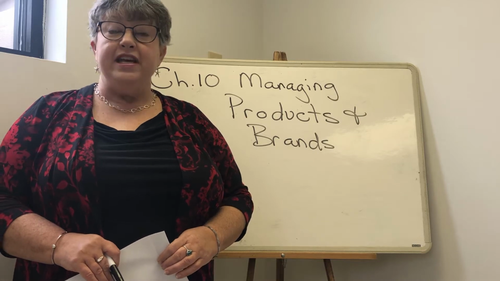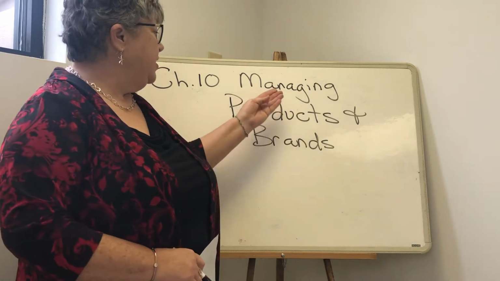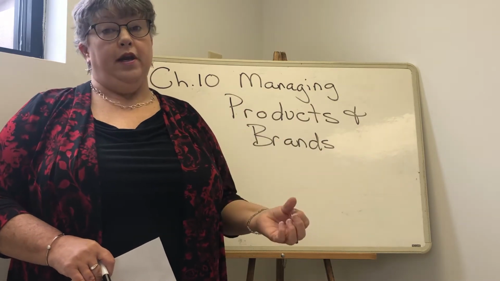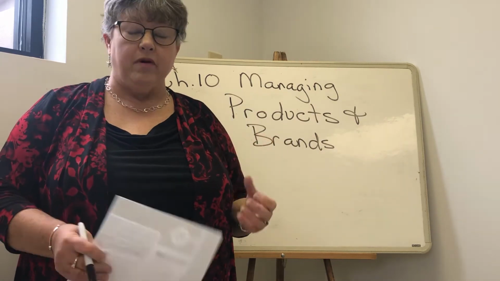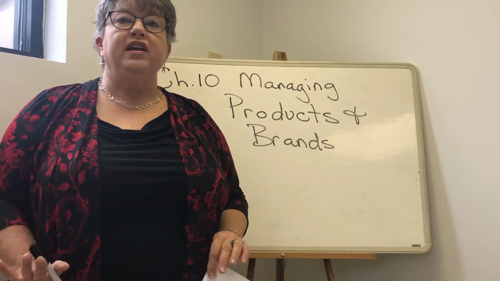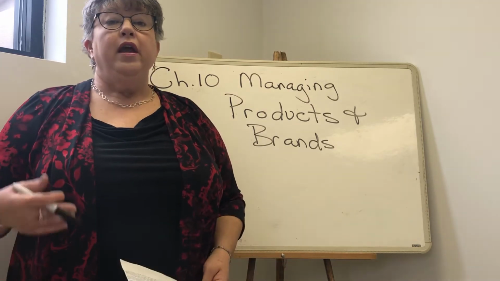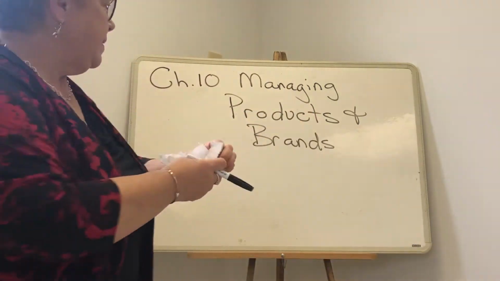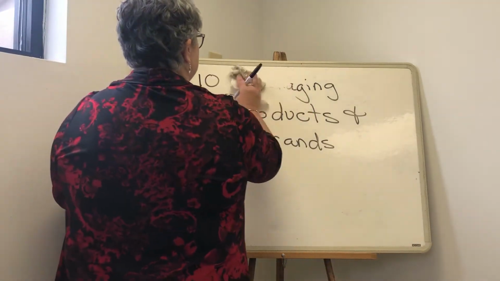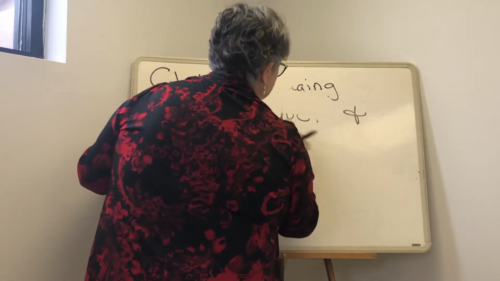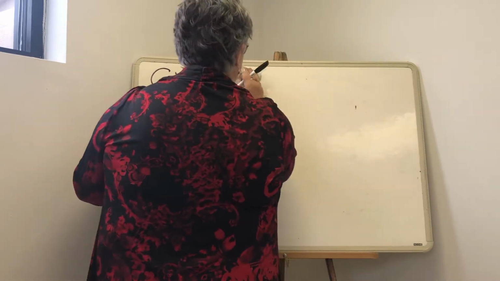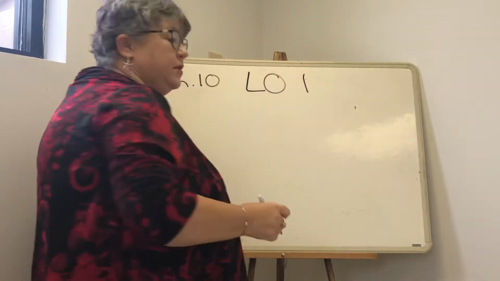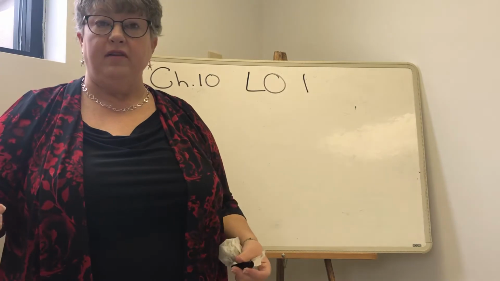In chapter 10, we are going to be looking at managing products and brands. In chapter 9, we looked at new products, and now we're going to look at existing products. So we're going to start off by talking about learning objective number 1, which is about the product life cycle. So learning objective 1 is on the product life cycle.